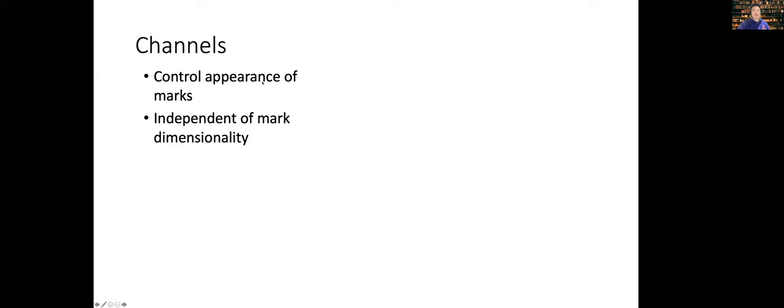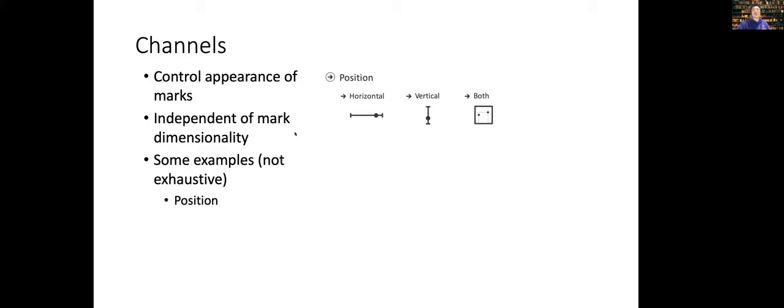For example, for points, in theory, you can't have shapes or color, but you can definitely have position. So the horizontal position or the vertical position, or both, and these change the appearance of the point mark.